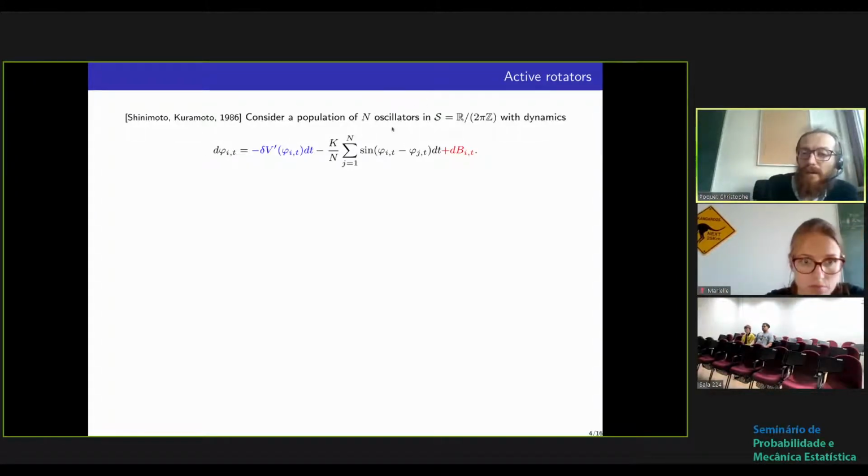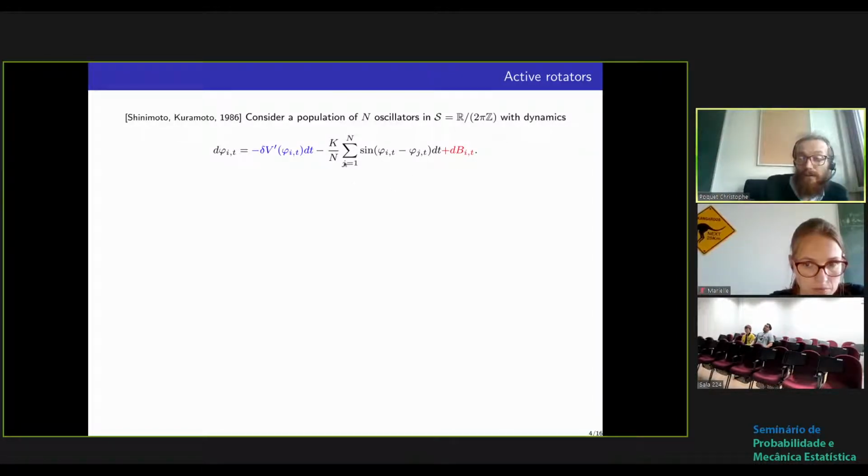So this time the dynamics is defined on the circle, with dynamics again with three terms, where you have some dynamics for each phi that is given by some potential V, some interaction, and some noise. Again, the noises will be independent, just standard Brownian motions.